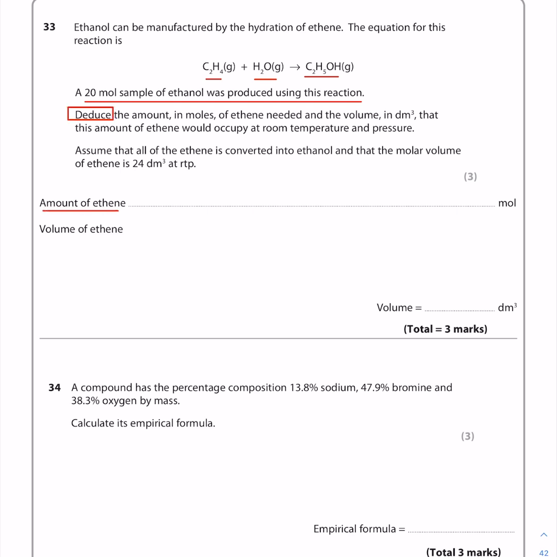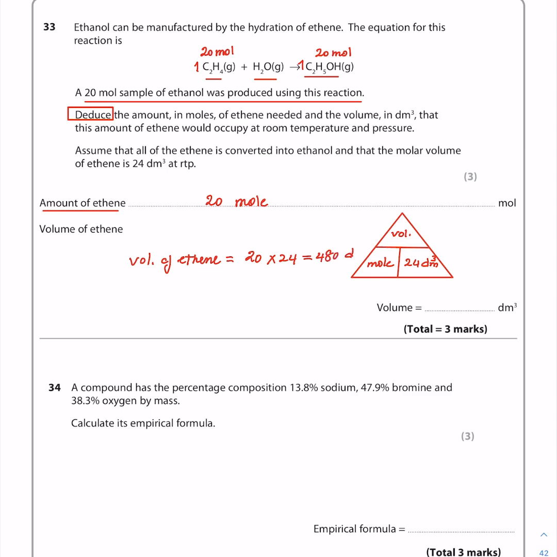طيب أول حاجة إيه الريشيو between الإيثين والإيثانول؟ الريشيو 1 to 1. يبقى أنا لو عندي الإيثانول 20 مول يبقى أكيد الإيثين هيبقى هو كمان 20 مول. That's why هو بيقول لي deduce. يبقى هنا الأنسر will be 20 mole of ethene. طيب الفوليوم اوف ايثين بنستخدم القانون بتاع الفوليوم اللي هو بيقول ان المولز is equal to volume over 24 cubic decimeter. يبقى هنا volume of ethene gas is equal to المولز 20 by 24 يبقى equals 480 cubic decimeter.